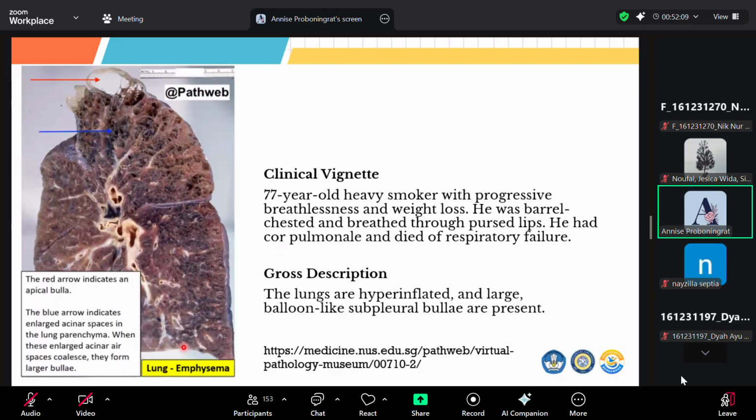Okay, this is another case of the bullous emphysema. The lungs are hyperinflated and large balloon-like subpleural bullae are present. This is the bulla in the apical area of the lung parenchyma.